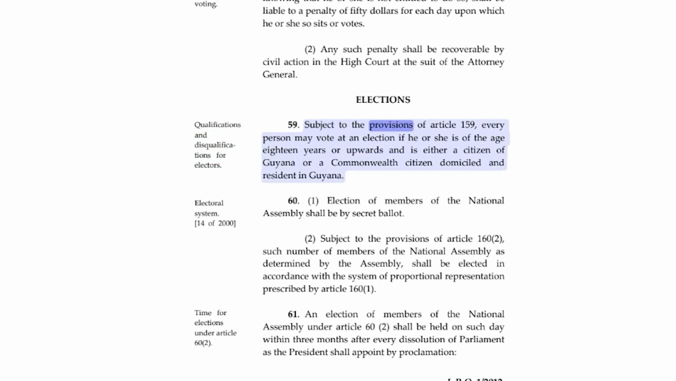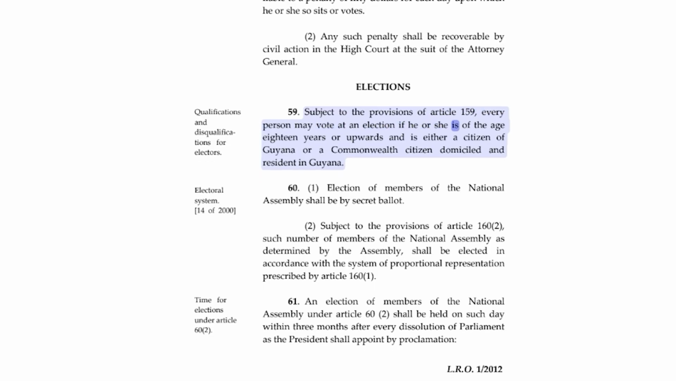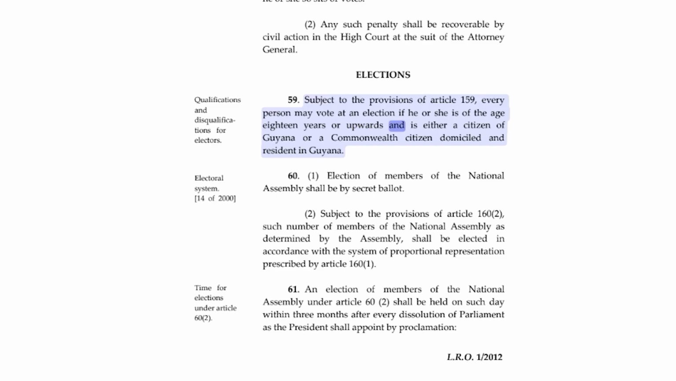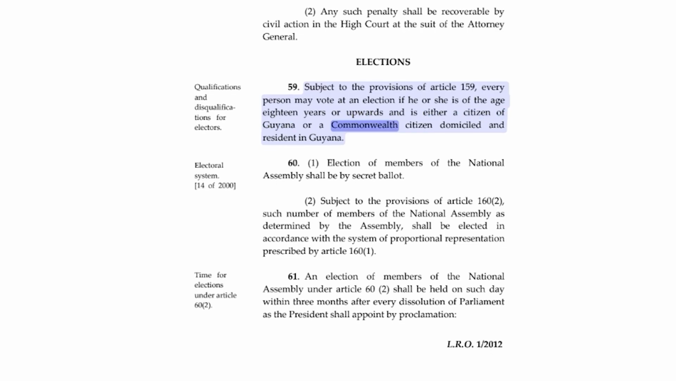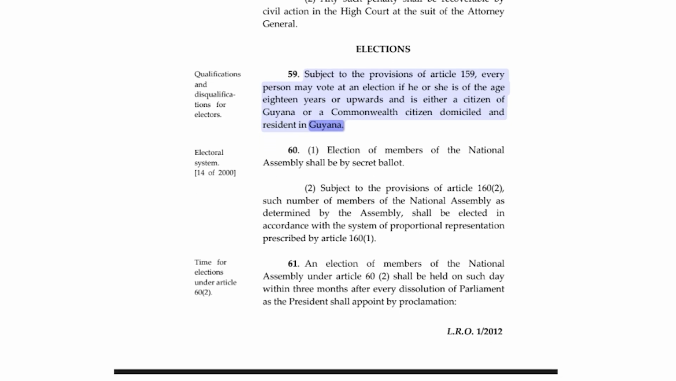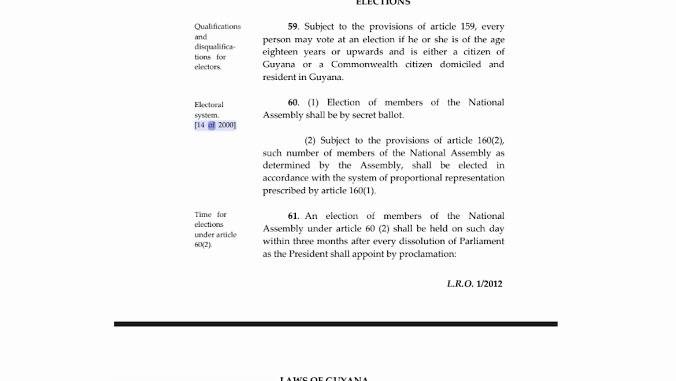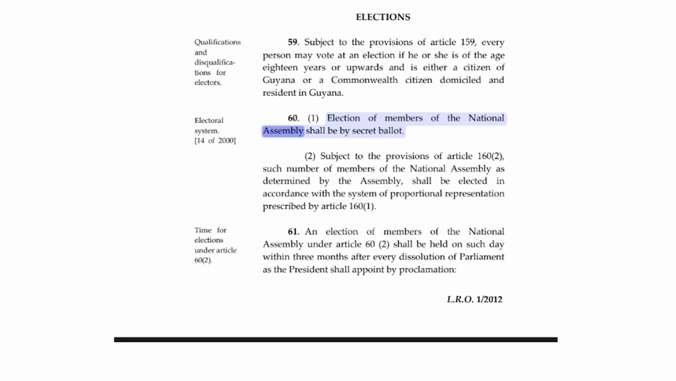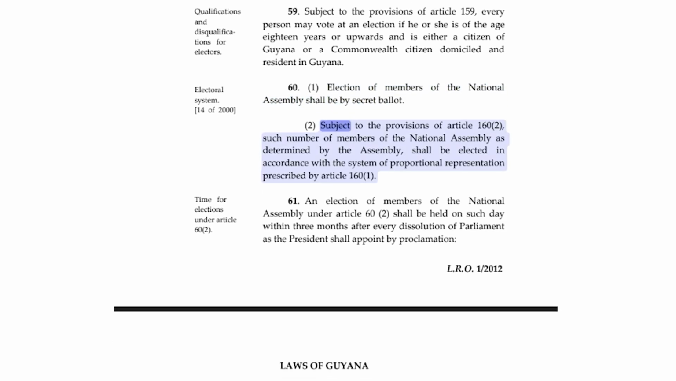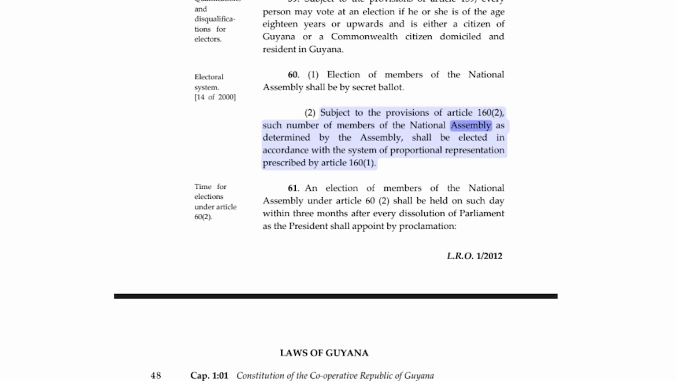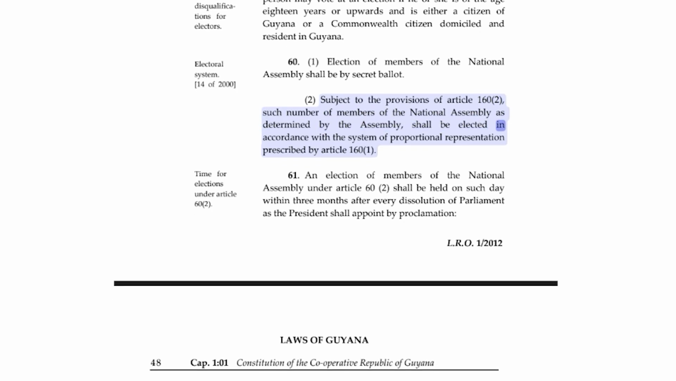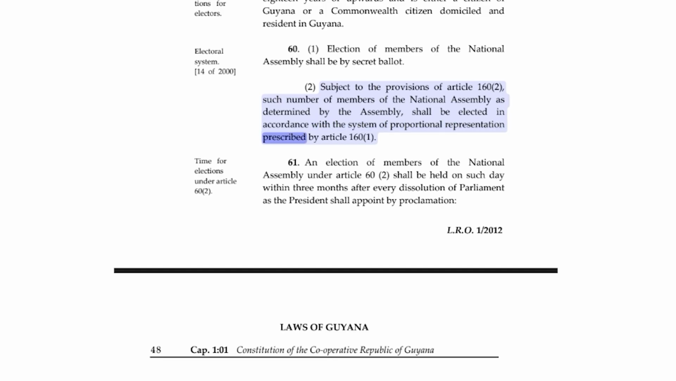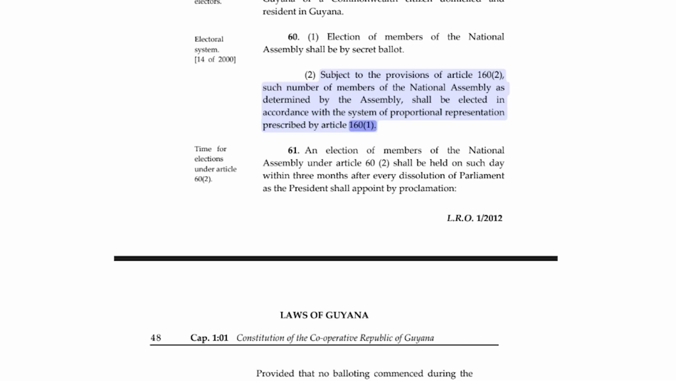Elections, qualifications and disqualifications for electors. 59. Subject to the provisions of Article 159, every person may vote at an election if he or she is of the age 18 years or upwards, and is either a citizen of Guyana or a Commonwealth citizen domiciled and resident in Guyana. Electoral system. August 14, 2000. 60. 1. Election of members of the National Assembly shall be by secret ballot. 2. Subject to the provisions of Article 162, such number of members of the National Assembly as determined by the Assembly shall be elected in accordance with the system of proportional representation prescribed by Article 161.